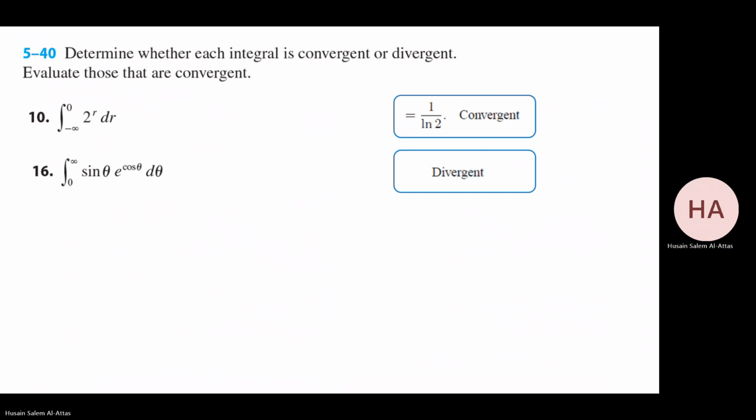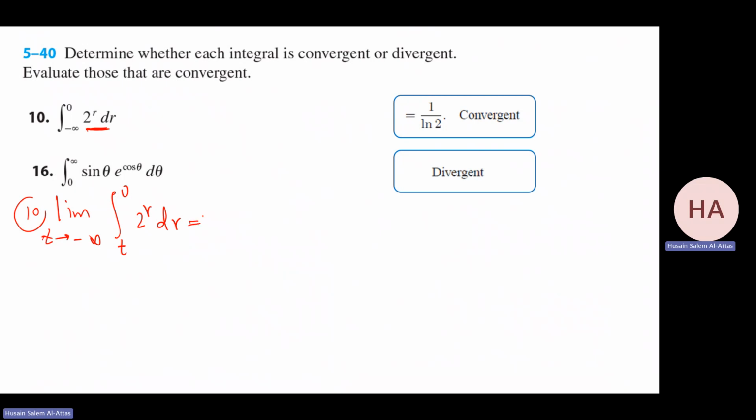Okay. So, as I said, usually you need to think about two things: integration and limits. So, for this question, the limit: we have t goes to minus infinity, and I have the integral from t to 0 of 2 to the power r dr.